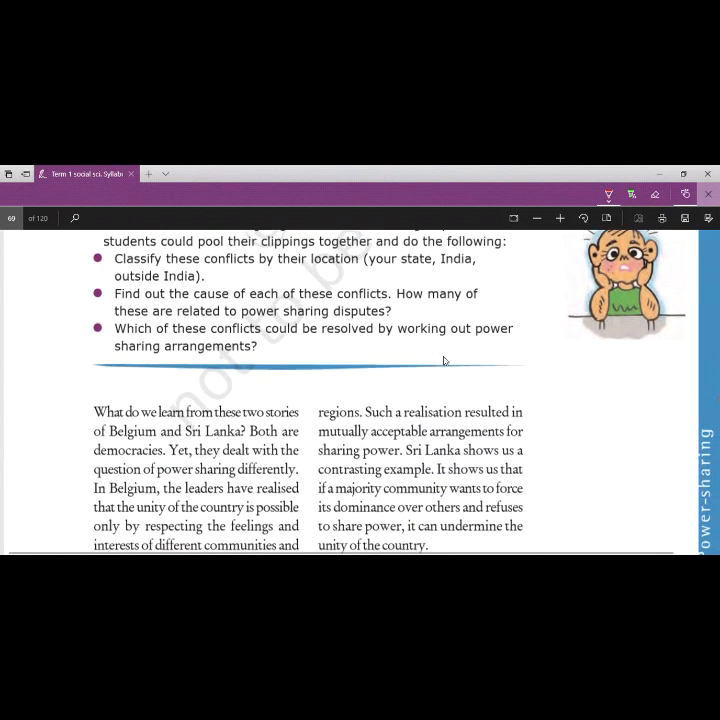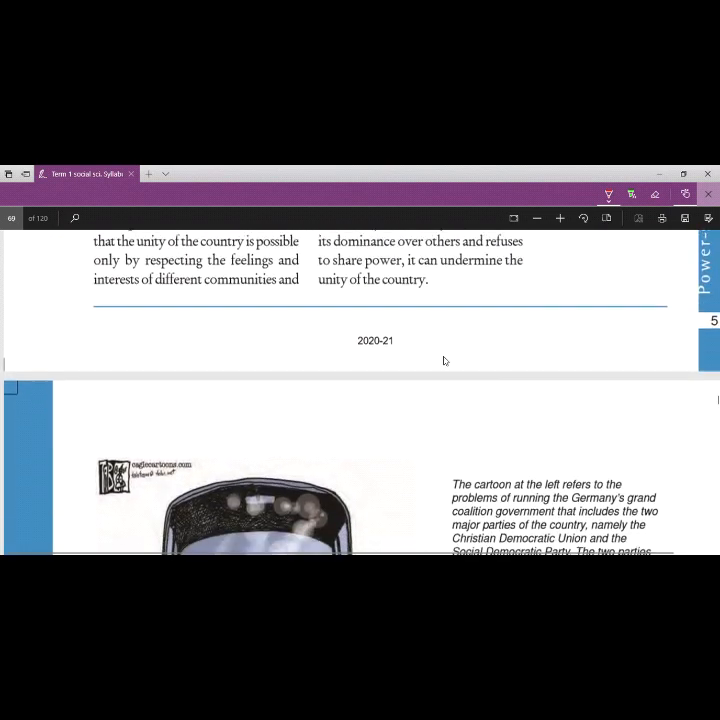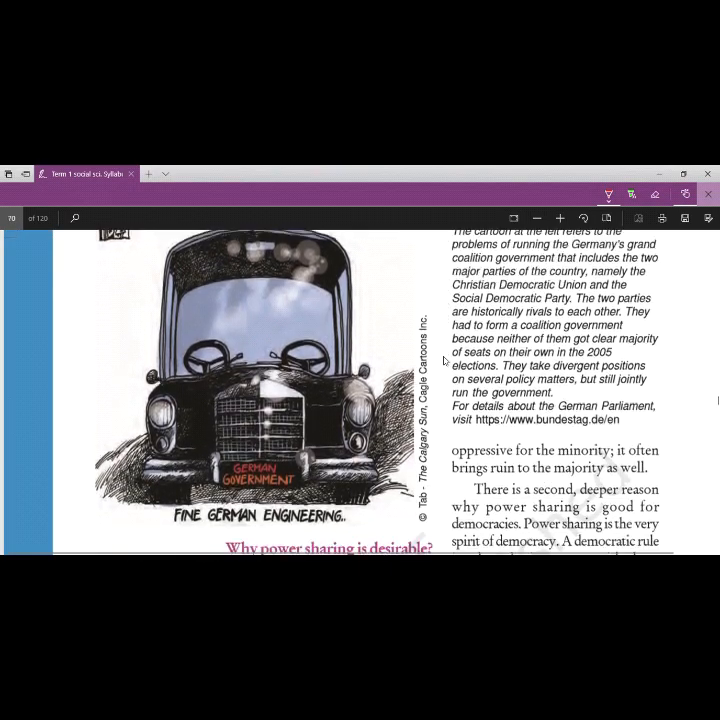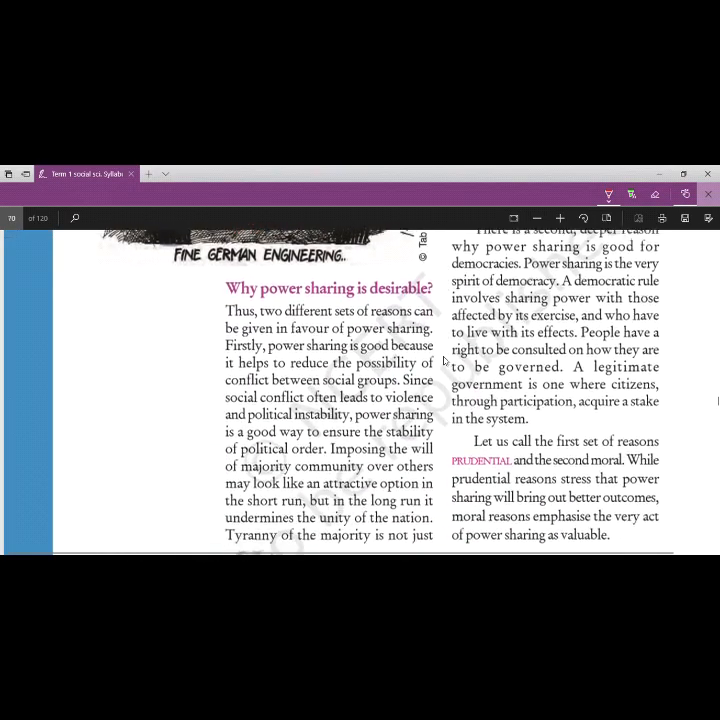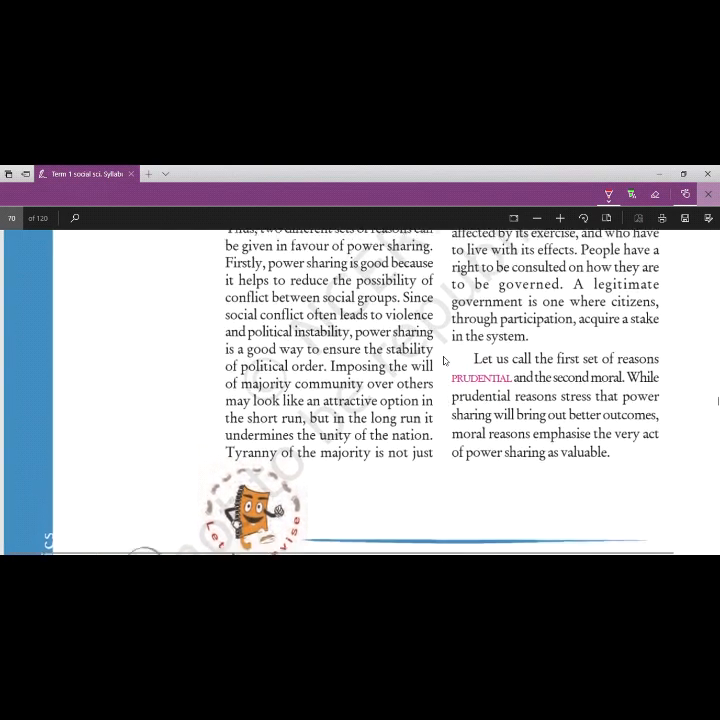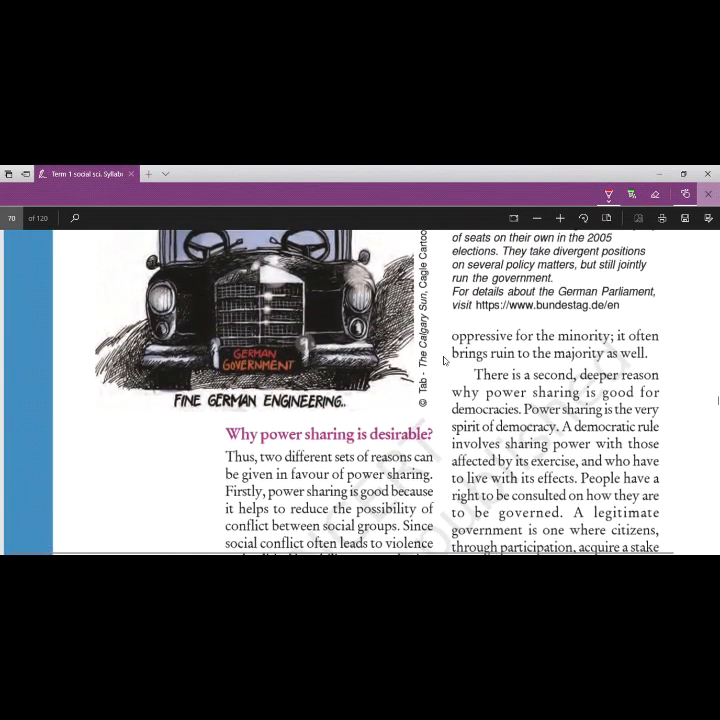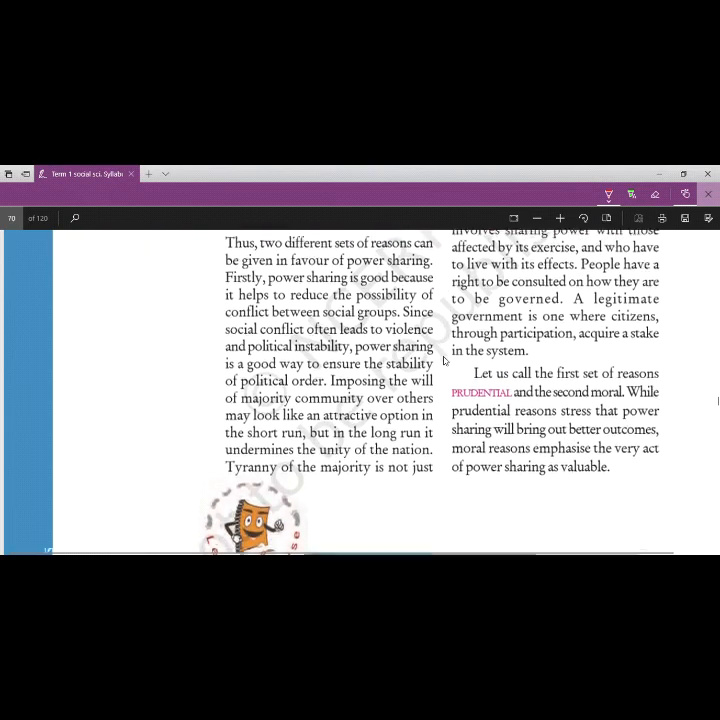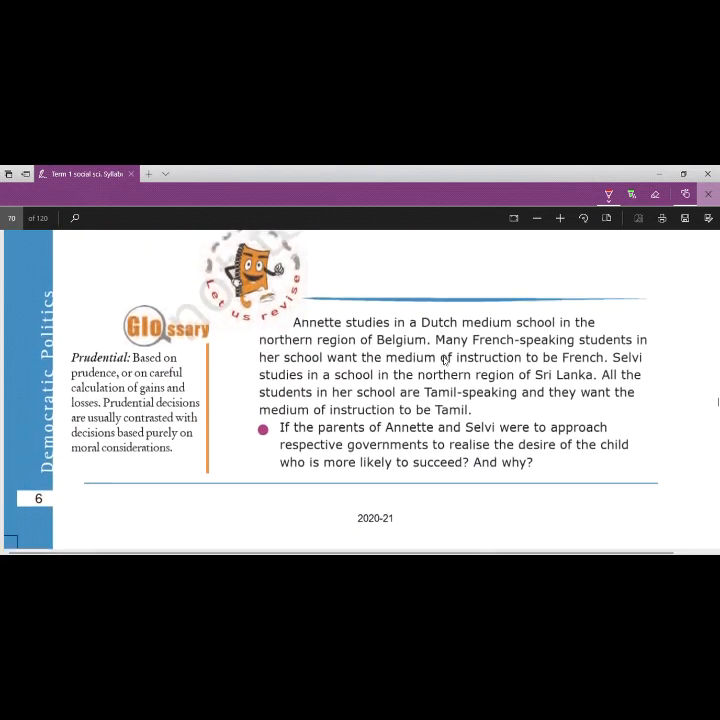In this chapter, power sharing, you should know why power sharing is desirable. Let us call the first set of reasons prudential and the second moral. These kinds of questions: why is power sharing desirable, it is covered there, prudential and moral reasons.